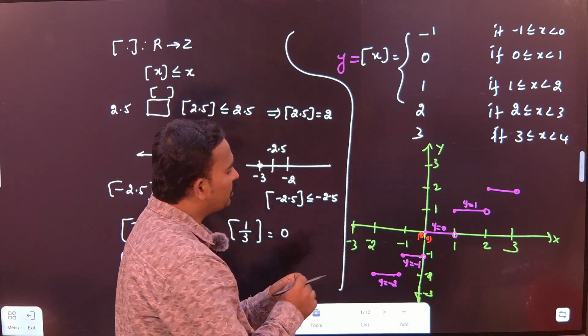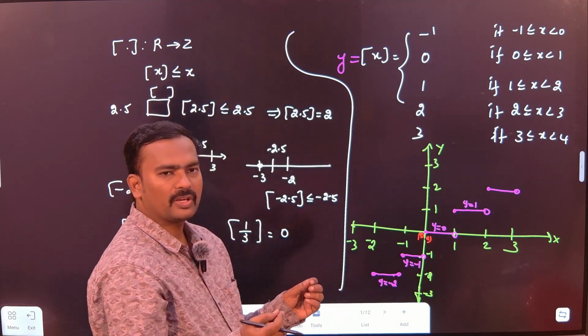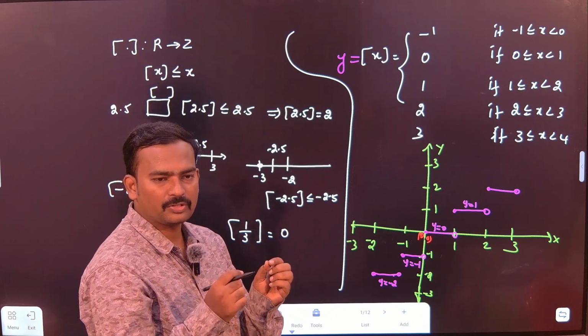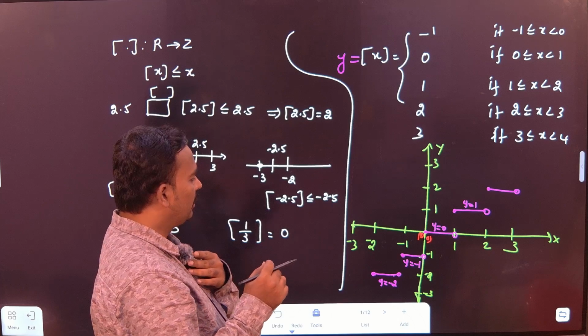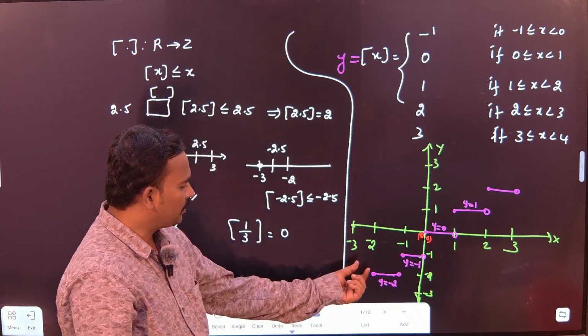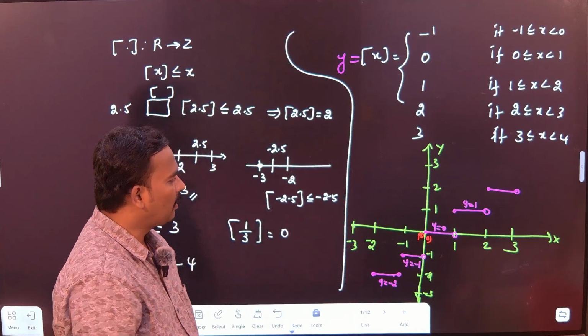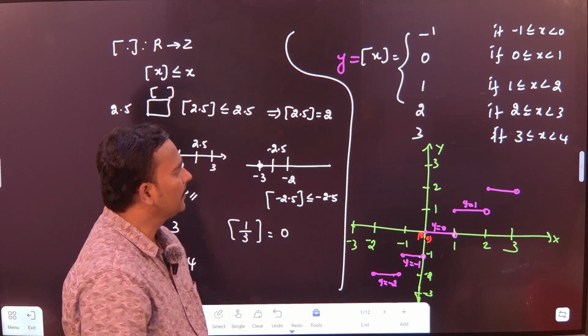This is y is equal to minus 1, y is equal to minus 2. If you take minus 2 to minus 1, for example minus 1.5, the greatest integer function of minus 1.5 will be minus 2. So I hope everyone understood. This is your step function, or floor function you can say, right? Okay.